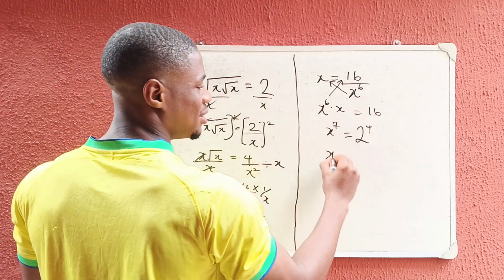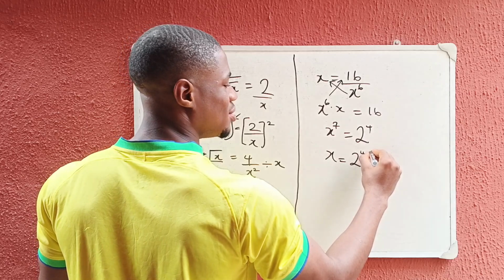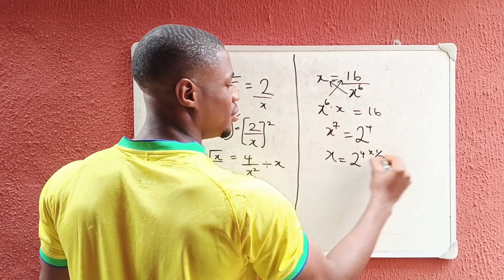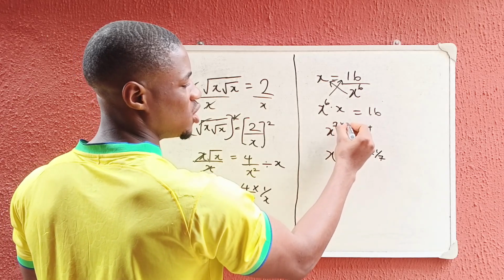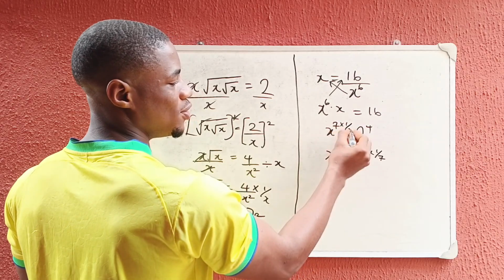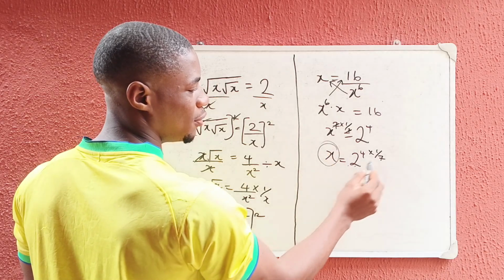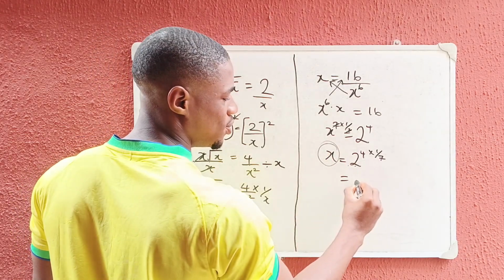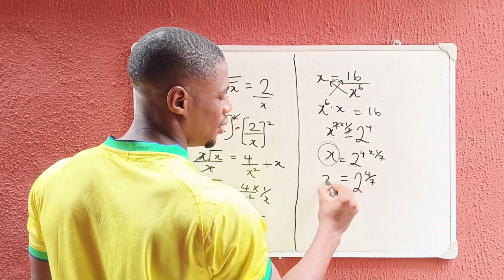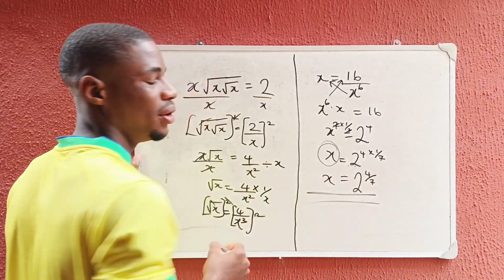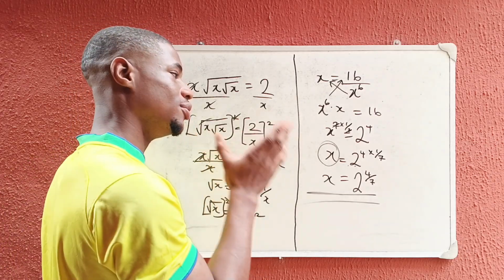Now, it means that x is equal to 2 raised to power 4 times 1 over 7. I multiply both sides by 1 over 7 here. From here, you can see that 1 over 7 multiplied by x raised to power 7 gives me x, which is this. And then I have 2 raised to power 4 times 1 over 7, which boils down to 2 raised to power 4 over 7. Hence, x equals 2 raised to power 4 over 7 is the answer to this given question.